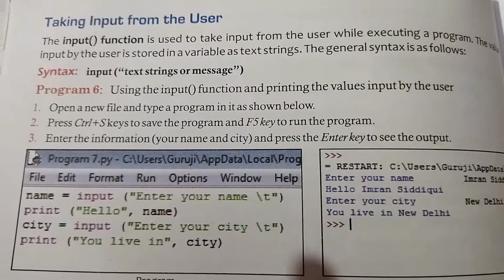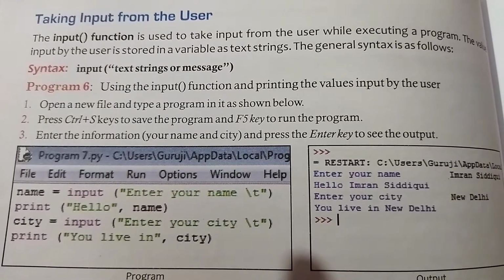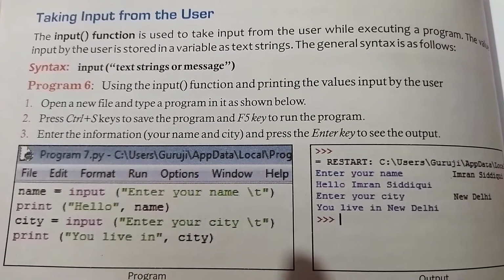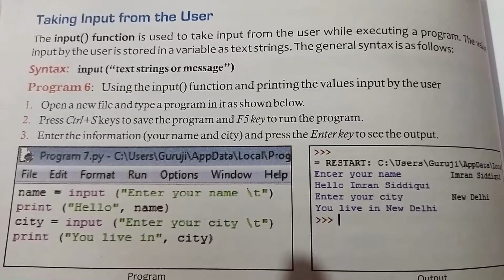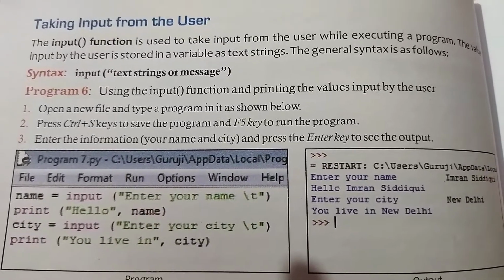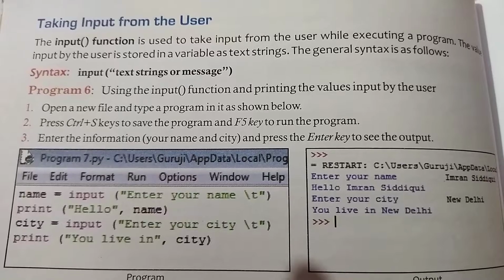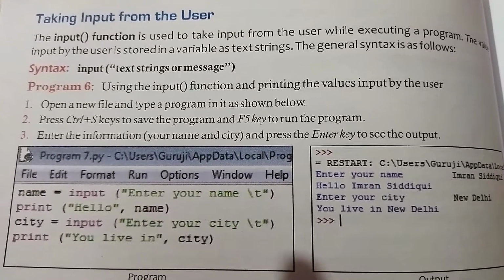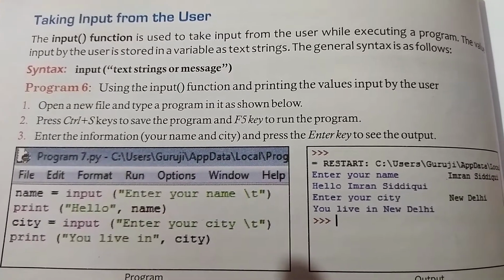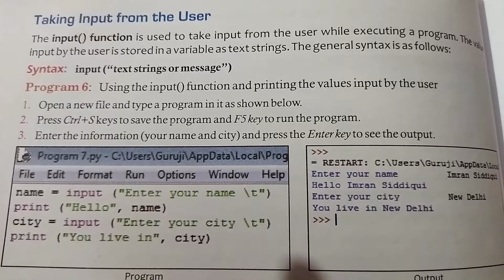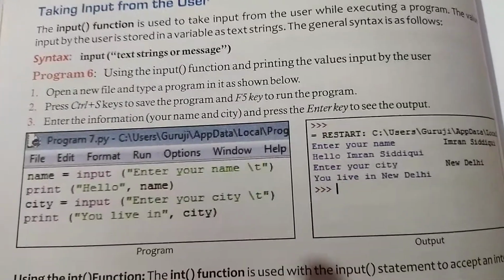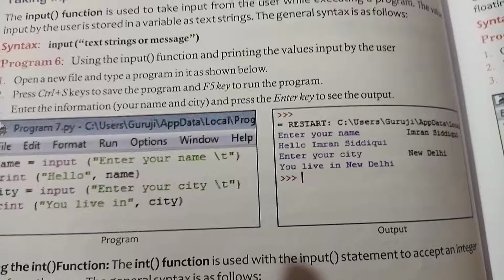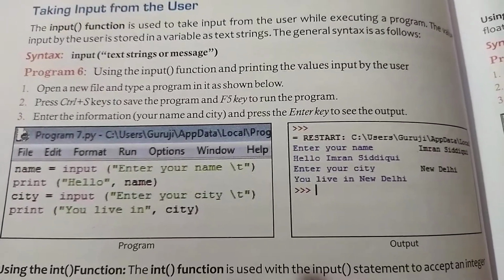First of all, you will open your editor and open a new page. Then write the program. First is name equal input, enter your name and \t, then print hello name. Then city equal input, enter your city and \t, then print you live in city. After that, you will save this program and check the output.